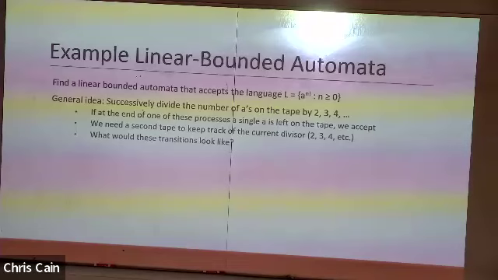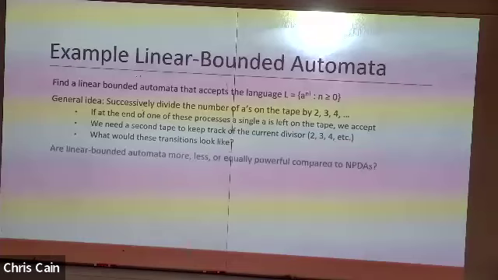Don't worry really about what the transitions would look like. That would be quite the process. But the more important question is: is this more or less or equally powerful compared to NPDAs? Not Turing machines, but NPDAs. Is this more or less or equally powerful to using a stack on an infinitely long tape?